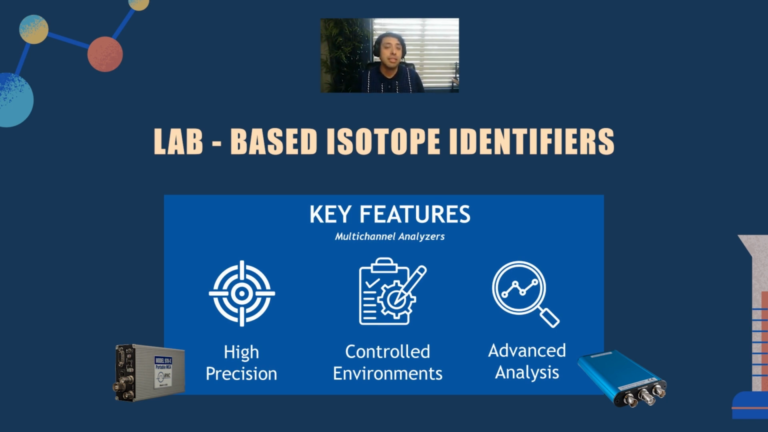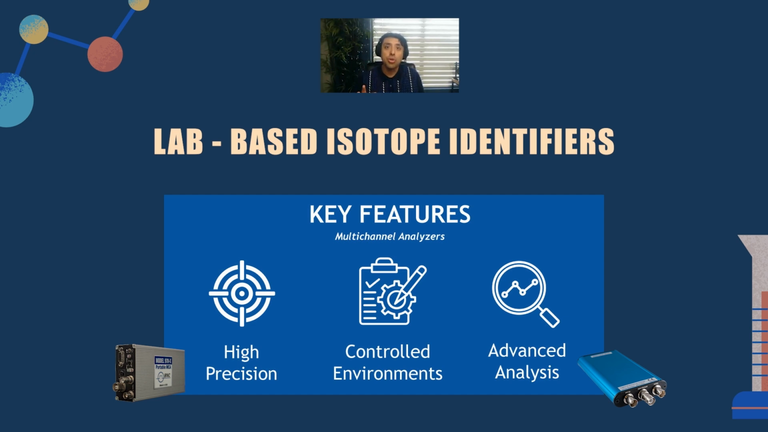Controlled environments: their optimal performance is achieved in laboratory settings where variables like temperature, humidity, and background radiation can be closely monitored and managed, and removed. Advanced analysis: they're equipped with very sophisticated software, so these identifiers can analyze complex spectra, providing detailed insights into the composition and characteristics of the samples.